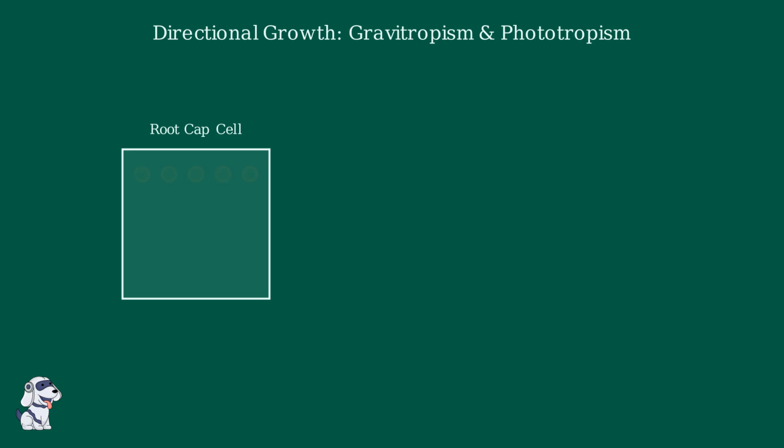Roots exhibit gravitropism, orienting themselves downward toward gravity. This is managed by statoliths, dense starch-filled organelles within the root cap cells. Shoots exhibit phototropism, responding to light signals to ensure the plant grows upward toward the sun for efficient photosynthesis. By integrating gravity and light, plants establish a clear directional path for survival, ensuring roots anchor the plant and shoots capture sunlight.